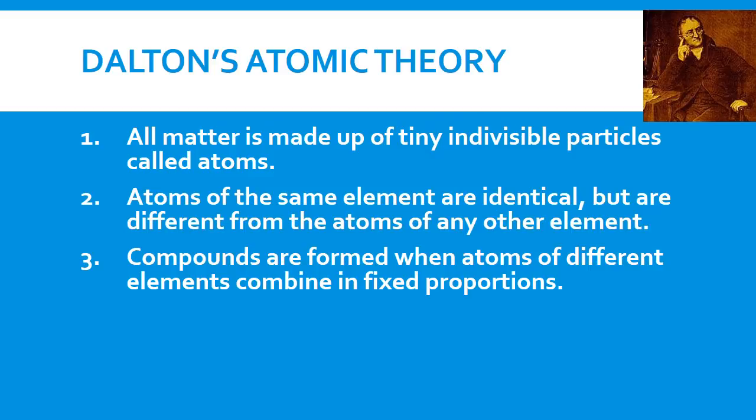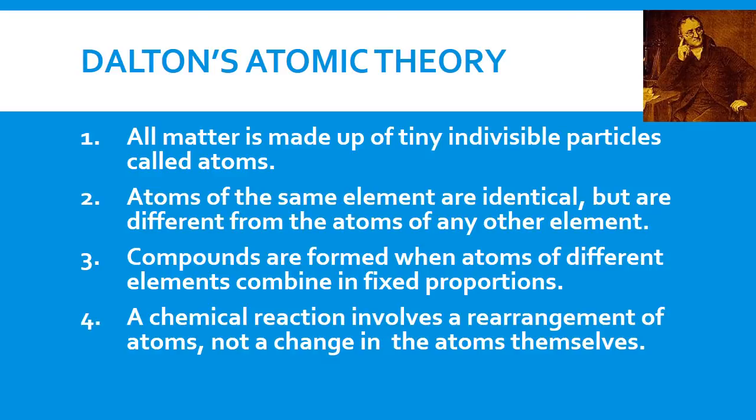Compounds are formed when atoms of different elements combine in fixed proportions. So there's a fixed ratio in which they combine to form a compound. Chemical reaction involves the rearrangement of atoms, but not a change in the atoms themselves. So the atoms don't change, but they're just rearranged from what substances they were in at the beginning to what substances they're in at the end.